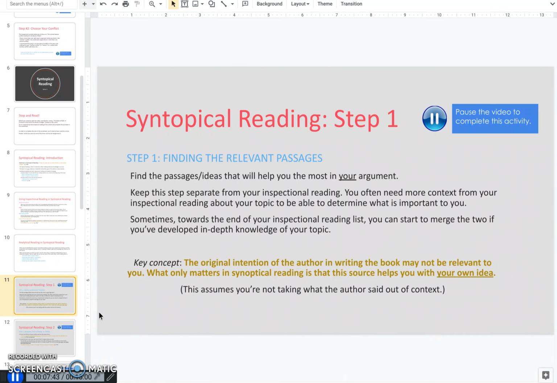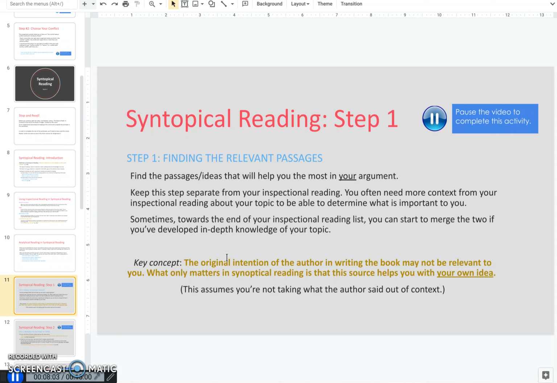So the first step for syntopical reading is you need to find the relevant passages. So when you're reading, you're going to be looking for those passages or quotes or ideas that will help you in your argument, so that are going to help you in your paper address what you believe the central conflict is in the book of Ruth.